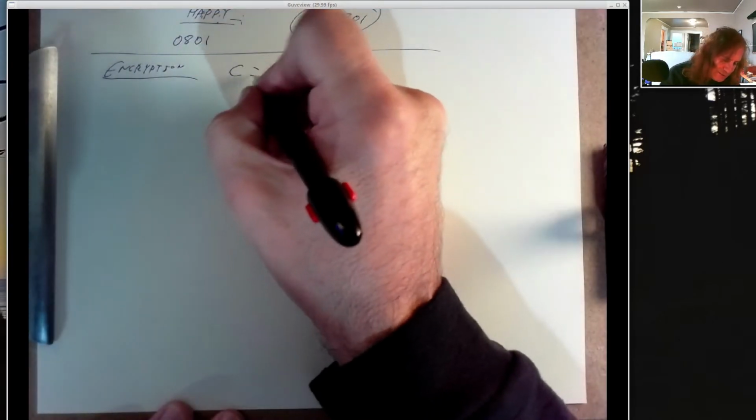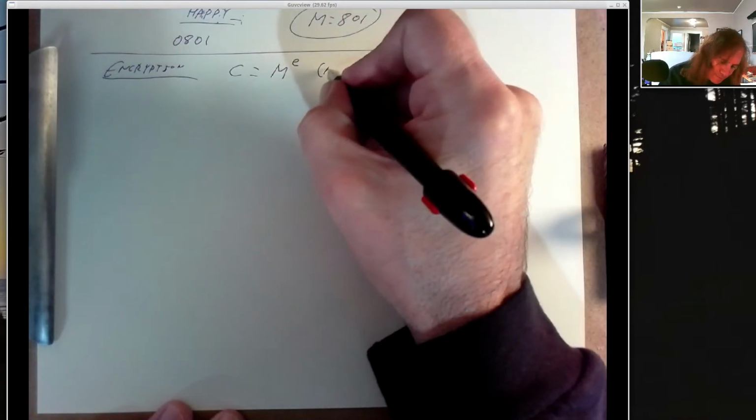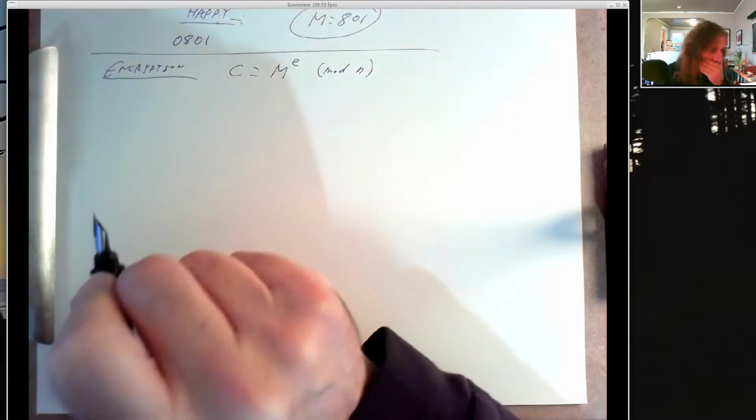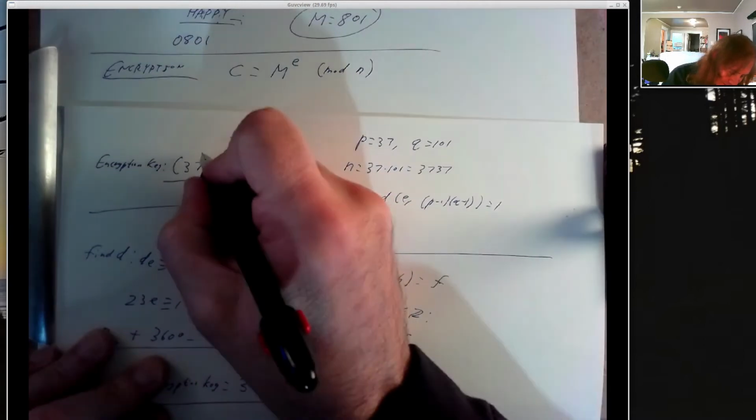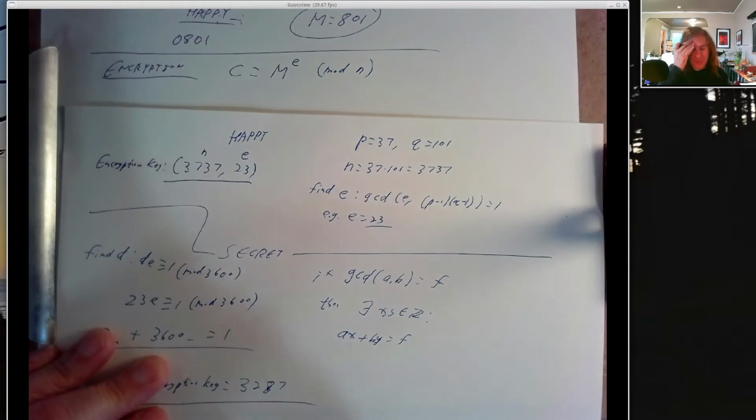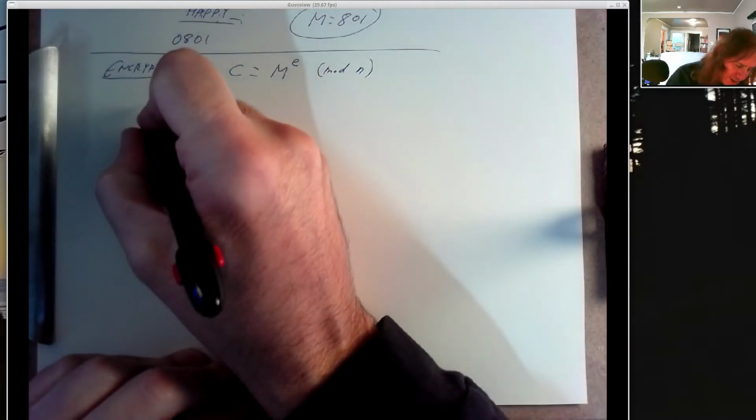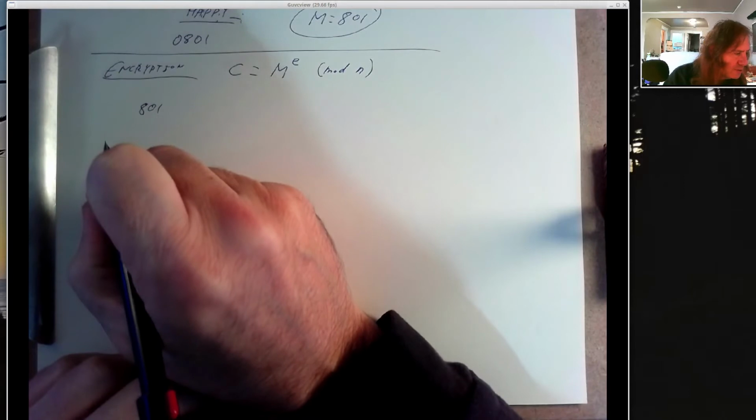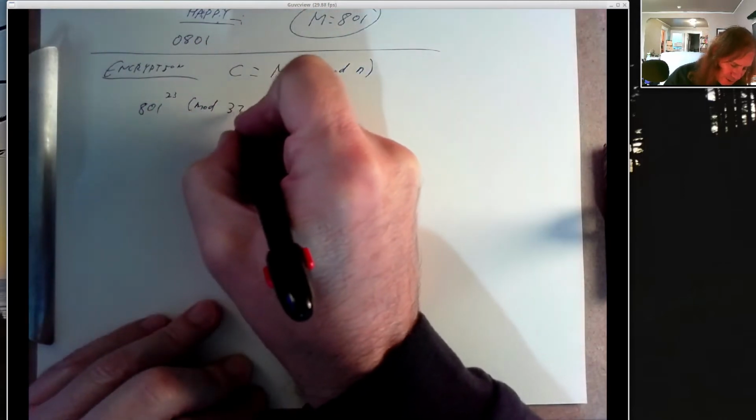So remember, the trick for encrypting is your ciphertext will be basically your plain text raised to the E modulo n, right? And as the person who's been given the encryption key, you know n is 3737 and E is 23. So if you know the original message and the key, you can find the ciphertext. All right, so let's do that by hand. So we want to calculate 801 raised to the 23, and we want to do that modulo 3737.